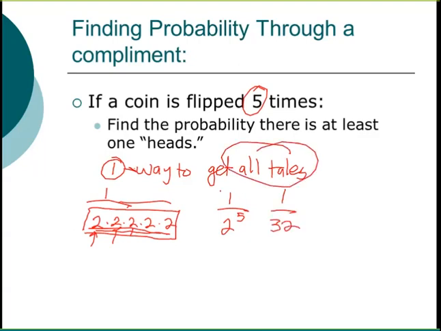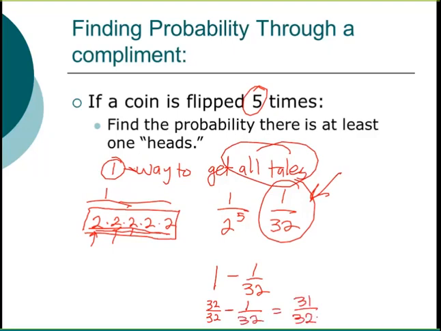Now, why am I dealing with all tails? Because this is what I don't want to have happen. So basically, what's the chance of that not happening? You take 1 and subtract 1 out of 32, which you could do this way: 1 minus 1 out of 32. 1 is 32 over 32, old school fraction basics. Minus 1 out of 32 gives me 31 out of 32. This is the amount of ways to not have all tails happen.